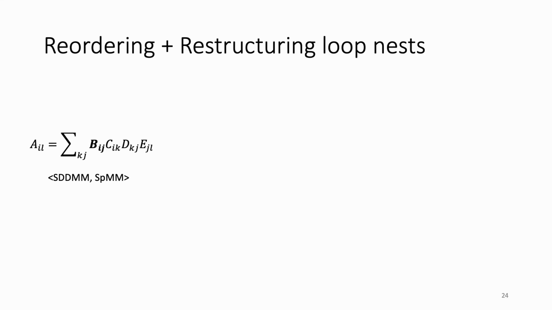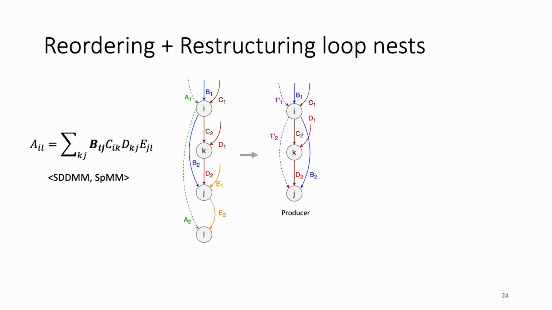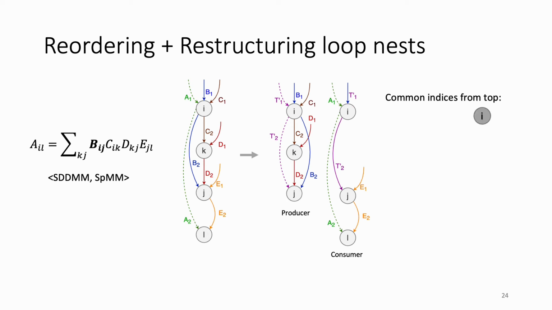Let's look at another example where we use our original example of sampled dense-dense matrix multiplication followed by sparse matrix multiplication. We use dkj here instead of djk as compared to the example we discussed in the previous slides. We start with an iteration graph with index ordering of i, k, j, and l. Now we can follow the same procedure as before. We get the producer graph from the original iteration graph. Then we generate the consumer graph. After that, we can identify the common indices from the top of the producer and consumer graphs.